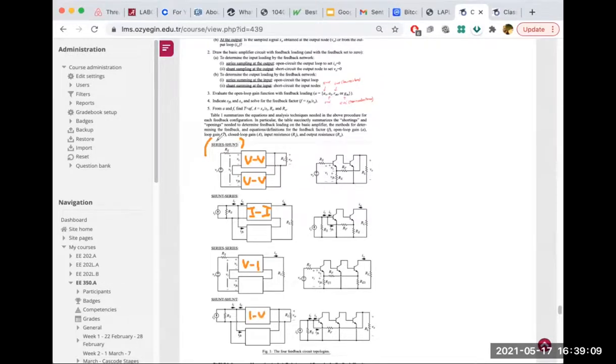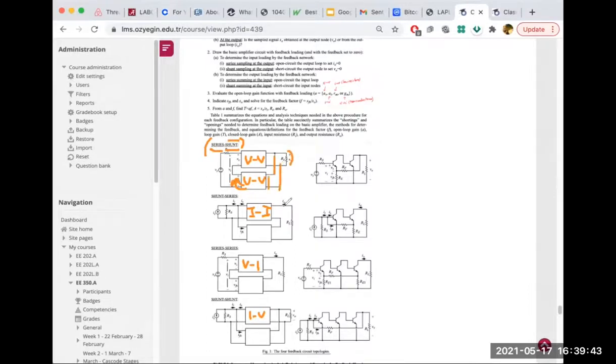Okay. So why do they say series shunt? Because when the output is voltage, we always take voltage as shunt. And when the output of the feedback is voltage, we always have to do it in series. Okay. So this shows the feedback structure. Series shunt. You connect the voltage in series. You sense the voltage in shunt.